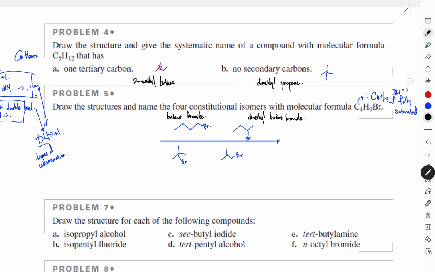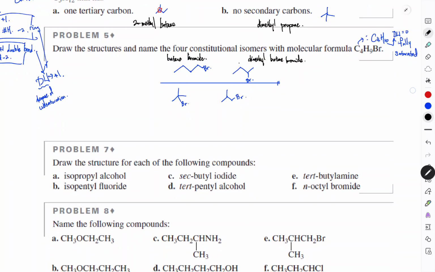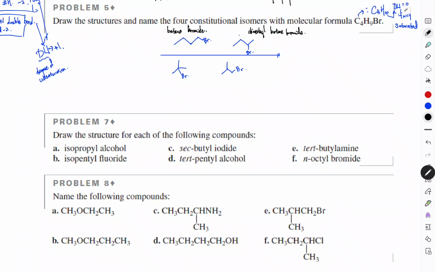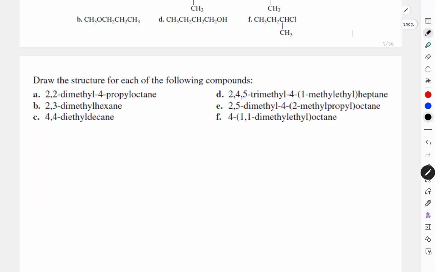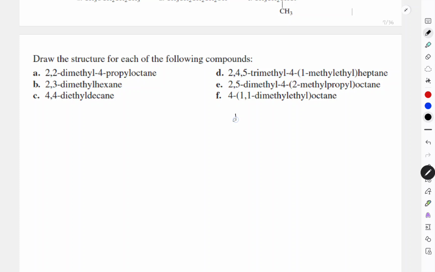Okay? And you can try to solve this one. It's not a difficult one, so you can try by yourself. Draw the structure for each of the following compounds. Now the systematic name is given, and you have to know how to draw the structure. So why don't we try maybe D, E, F? It seems like A, B, C are pretty simple. So try to solve D, E, and F now.